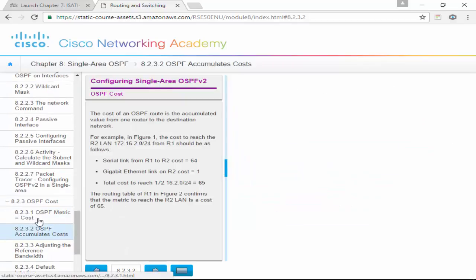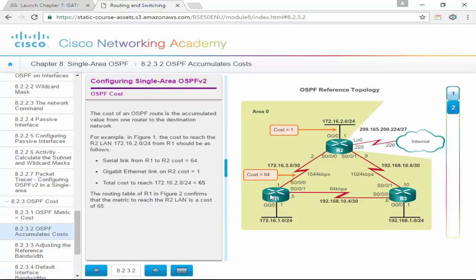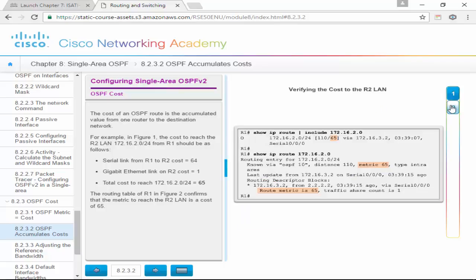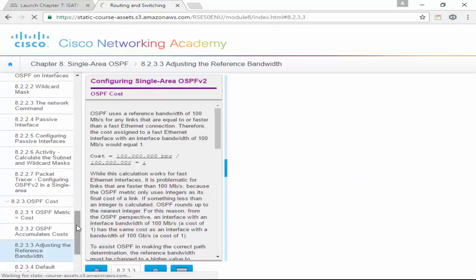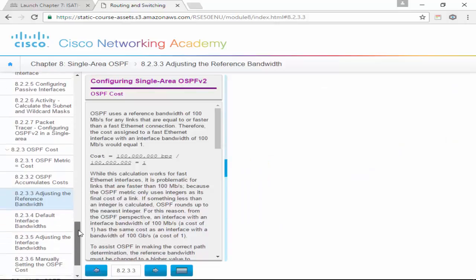But how OSPF calculates cost, right, is 64 plus 1, right? So this is 75, where this would be 64 and 64 plus 1, so it would be 129 going this direction, right? Because this would be a 64 link, this would be a 64 link, this is a 1, so that's 129, where this is a 64 and a 1, so it would be a 65. It's going to pick the lowest cost. That's what cost is, but like I said, we do have to adjust it sometimes.